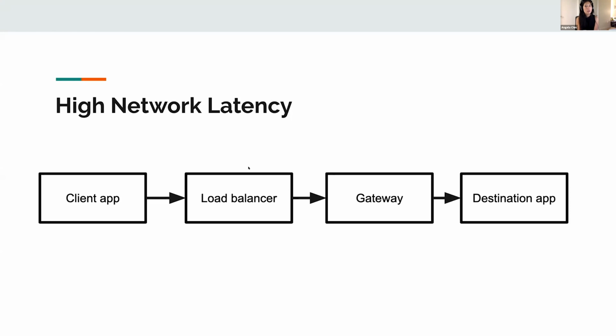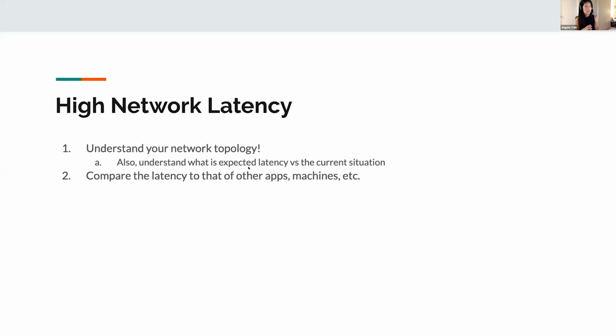If we assume that, again, we have a very simple network setup here of a client talking via load balancer and gateway to a destination application, and assume in this scenario that we're only seeing increased latency for a specific set of applications, this network path included, the next thing I would do is compare the latency of this request path to that of other applications, machines, etc., just to gain an understanding of just how different it is, and then also do a comparison of the configurations to see if there's anything wildly different there.